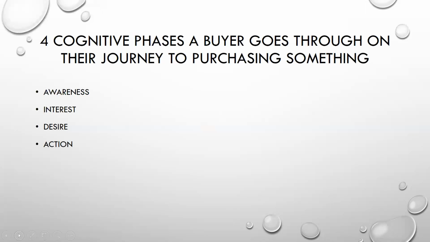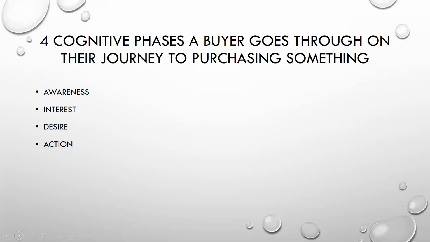So in awareness, somebody has an awareness of a need or an awareness of a product or service that meets that need. At the interest phase, they say, okay, now I have an awareness. I'm interested in learning more about my options. So this is a phase where people are starting to evaluate what's out there. The desire phase is the phase at which somebody's saying, okay, I've decided what I want. And then the action phase is the purchasing.